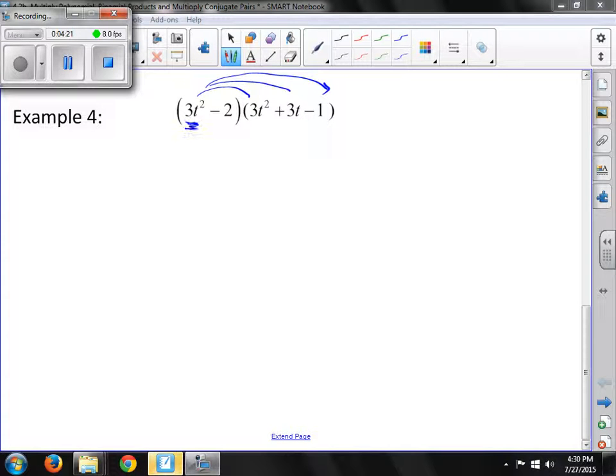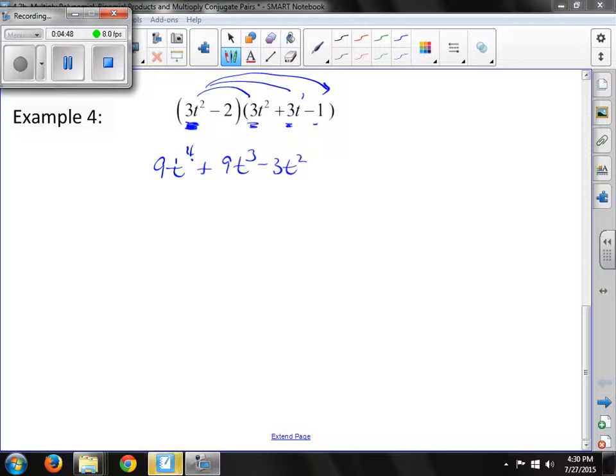So I'll start off, 3t squared times 3t squared would make 9t to the 4th. And then I'll multiply 3t squared times 3t. Let's see, 3 times 3 makes 9, and t squared times t to the first power would make t to the third power. And then 3t squared times negative 1 makes negative 3t squared.